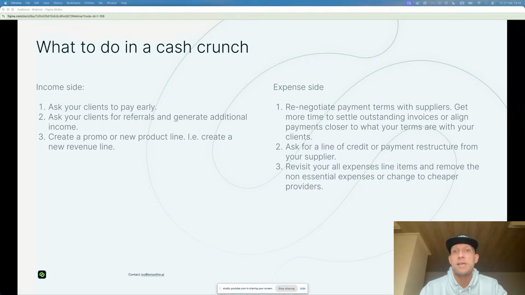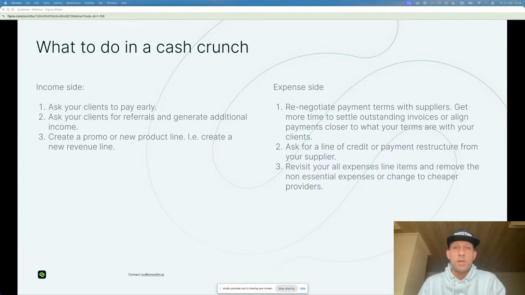Second thing you can do is ask for a line of credit or payment restructure from your supplier. So this is not splitting up the payment. This is actually a full restructuring. So let's say, with this HubSpot situation that we had, we went from 500 to 15,000. Now we went back to 400 the next month. So we ask, hey, listen, we made a mistake, honest mistake. Could you give us some credit for that? Or can you split that up so that we pay that 14,000 across the next 12 months or 24 months, or give me some kind of structure or something like that. Okay.